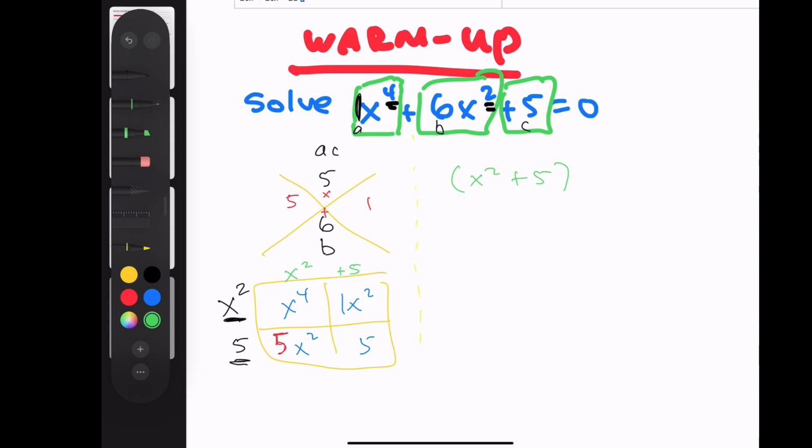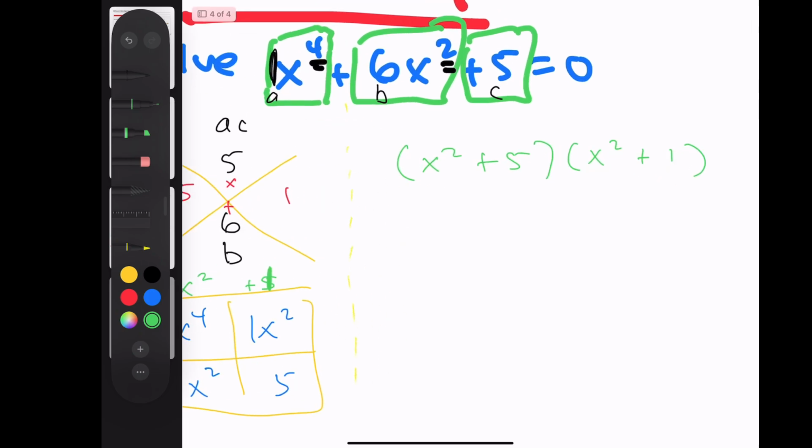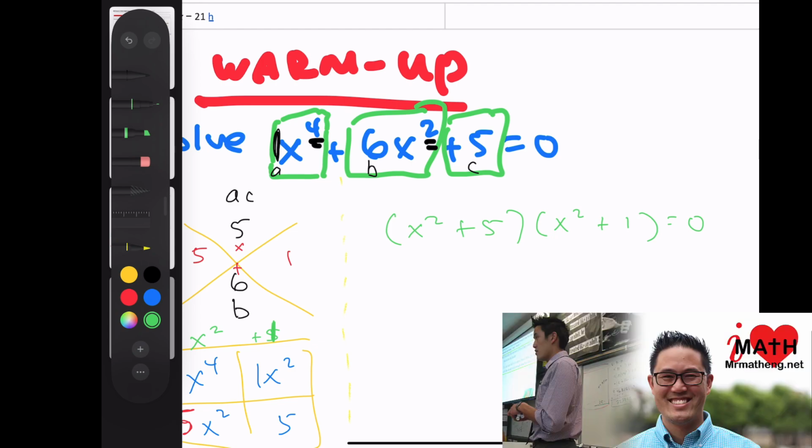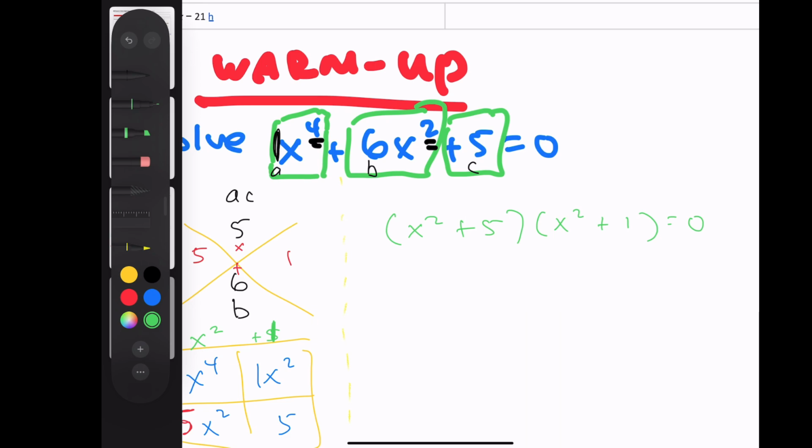Oh, why'd you guys say that? Good. X squared plus 5 and x squared plus 1. Yes? Okay. This is our answer for what? Factoring or solving? Factoring. Tell your partner, how do you go on to the next step? How do you solve? This was yesterday's lesson.